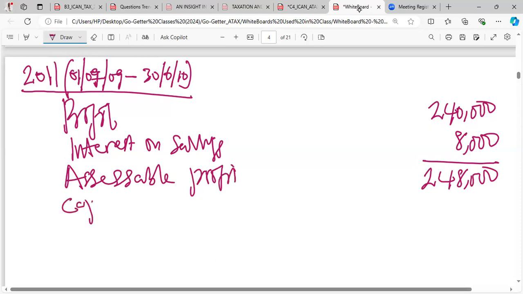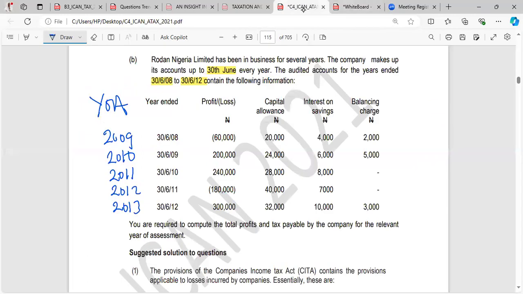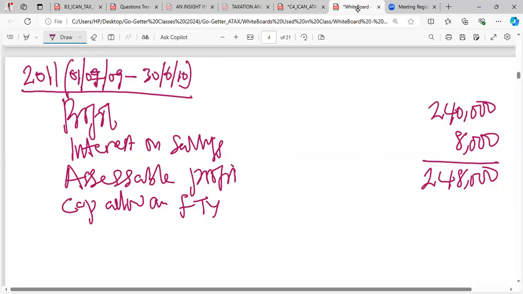Then you have your capital allowance for the year because there is no brought forward. The capital allowance is just 28,000. Two third can never reach up to 248. Two third will always be bigger than this 28,000. So I'll just take it down here, 28,000, and I will just relieve it. Why I didn't do it here and do it that way is because this whole 28,000 will still be relieved. So I'm just showing you various ways in which you can do that.